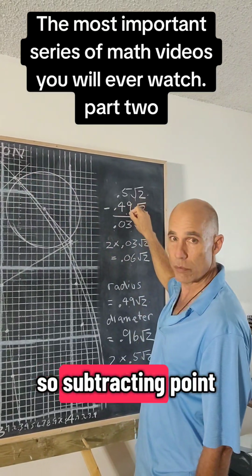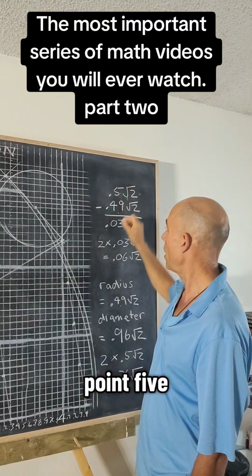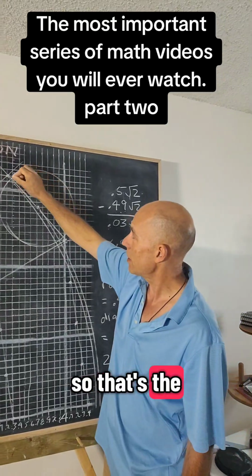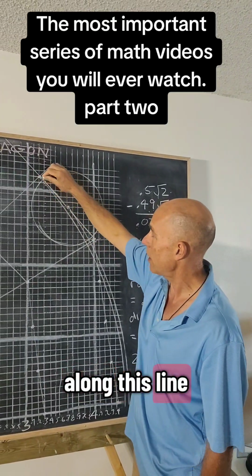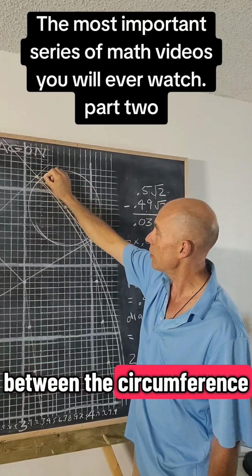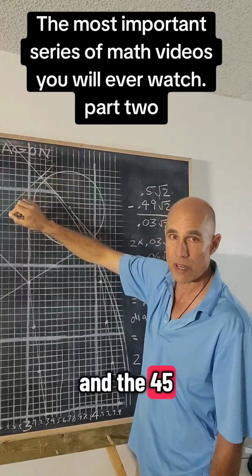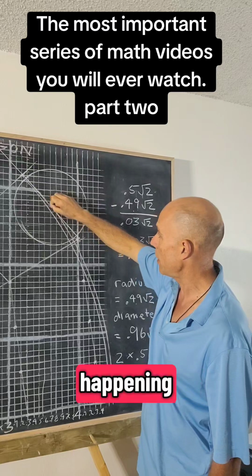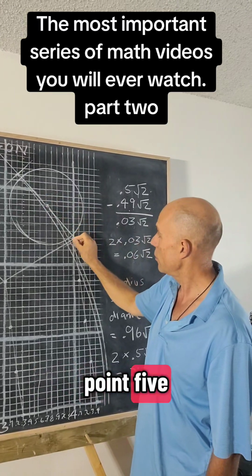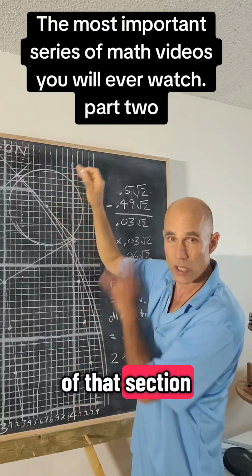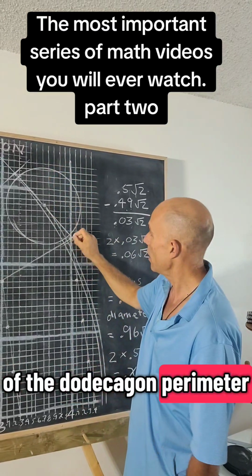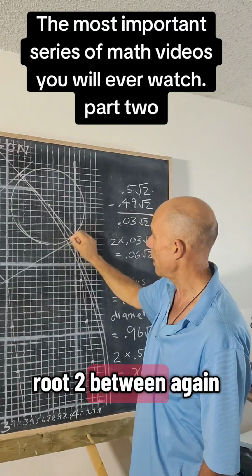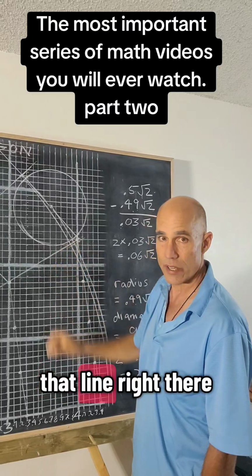So subtracting 0.49 from 0.5, we get a distance of 0.03 root 2. So that's the distance along this line between the circumference of this circle and the 45-degree line. And it's also the distance on the other side. The same thing's happening, another distance of 0.5 to the end of that section of dodecagon perimeter. So there's a gap here of 0.03 root 2 between, again, the circumference and that line right there.